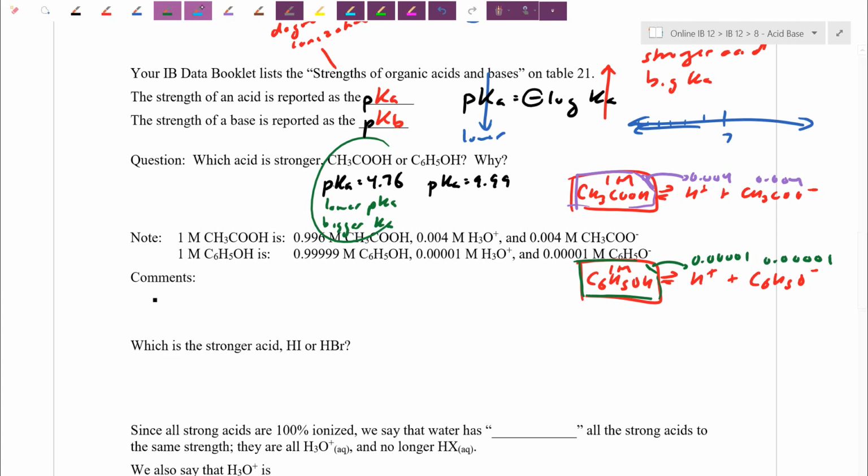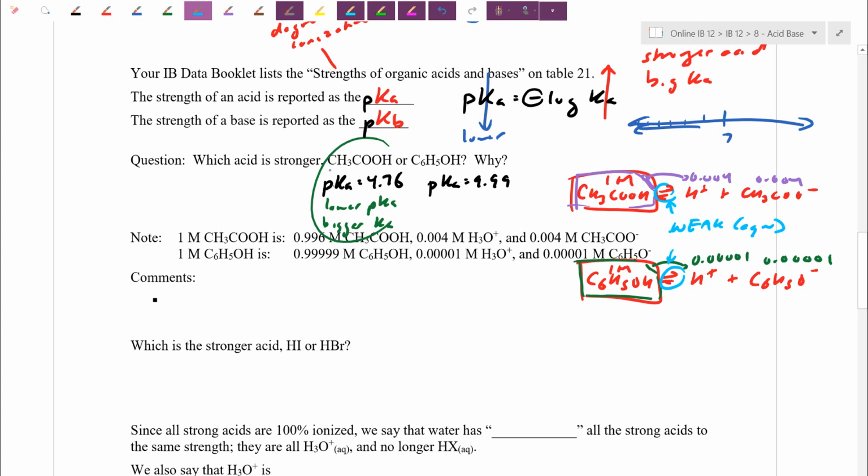Yes, overall, both of them are weak. Both of them are equilibria. We know that because these ones here are equilibria. But we can still refer to the acetic acid as relatively being the stronger one.